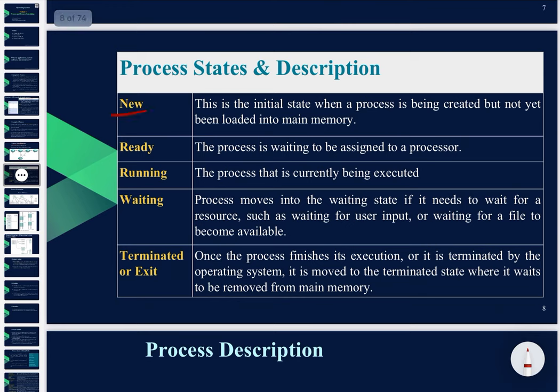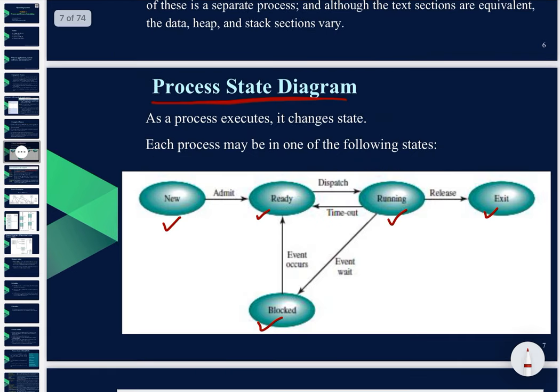So what is a new state? This is the initial state when a process is being created but not yet loaded in the main memory. So in the new state, you will have a process, and the process will be created, but this process will not be loaded inside the main memory. From the new state, you will now load, that means you will admit it inside the main memory.